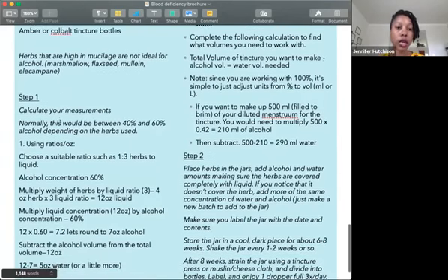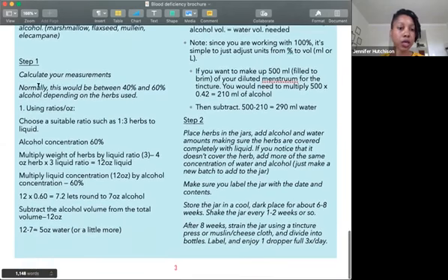So we're going to use nettle, but just make a note here that some herbs are not good for tincture because they're using alcohol. The constituents in the herb are actually not alcohol soluble, or they're not really good for alcohol. Marshmallow, flaxseed, mullein, elecampane are examples. So, okay, the first step is basically to calculate all your measurements.